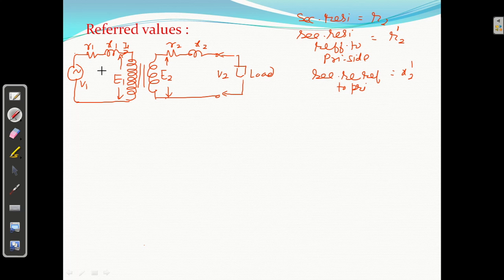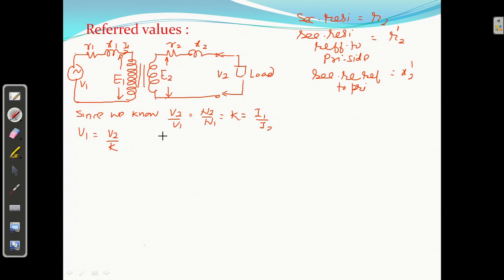So what is the calculation I am going to discuss, right? Since we know V2 upon V1 is equal to E2 upon E1, equal to N2 upon N1, called the transformation ratio K. Equal to what? I1 upon I2 equals K, right? So this is K. So what is the value of V1? V1 equals V2 upon K.